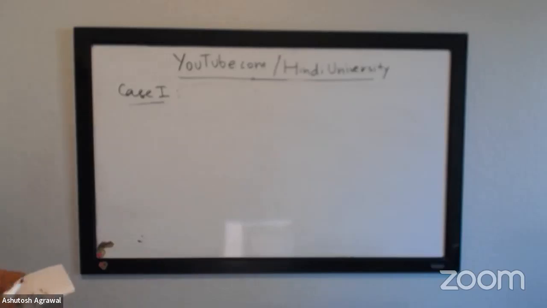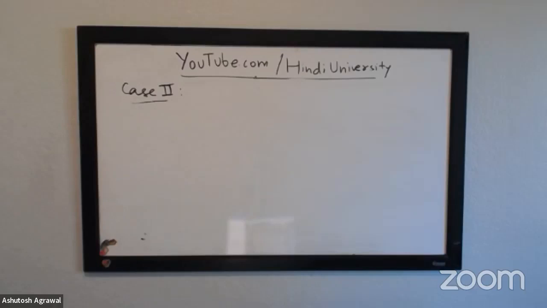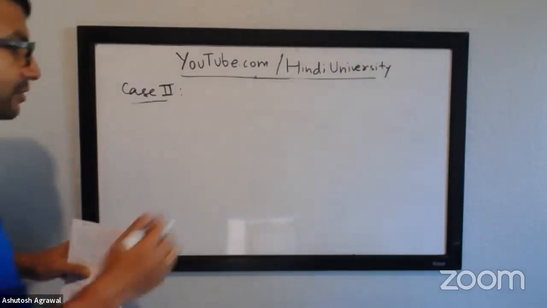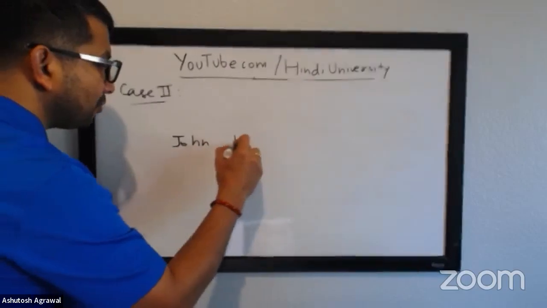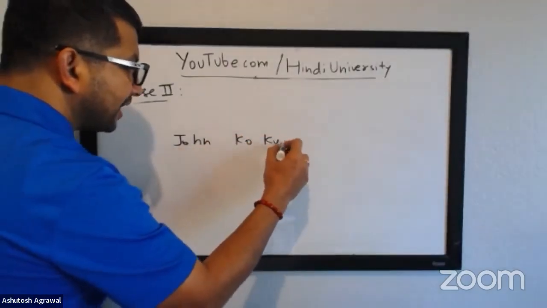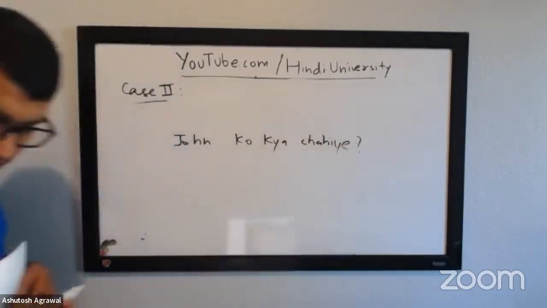And the use case number 2 is basically, which we did. See that? You can use interrogative also. X को क्या चाहिए, right? So I think the previous one, I'm gonna write just one more sentence. John को क्या चाहिए? John को क्या चाहिए? What does it mean?